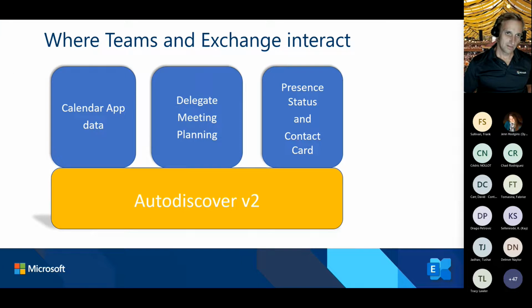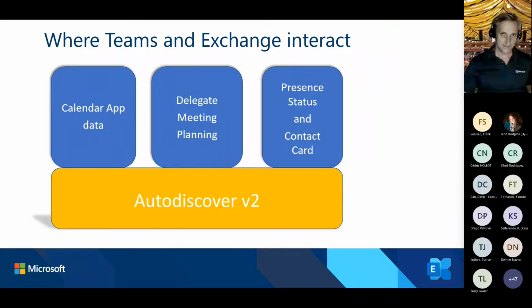So those are the three main pillars. It's the calendar app data, it's the delegate meeting planning scenario, and then finally we have the presence status and contact card scenario, contact card in Teams. If you hover over a user picture or user photo, you can see a contact card, and this contact card is also partially populated using REST API data coming from the Exchange on-premises mailbox.